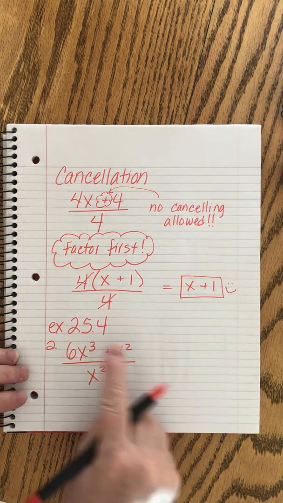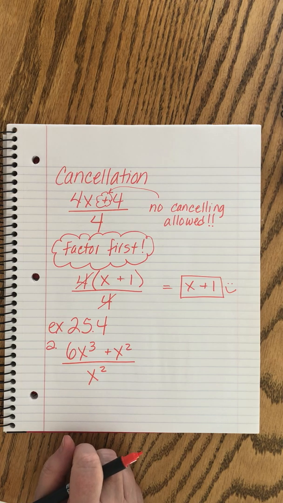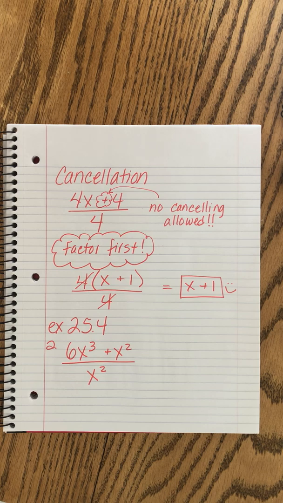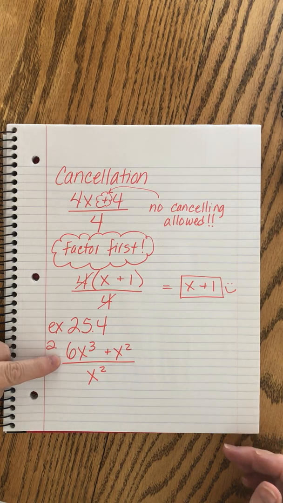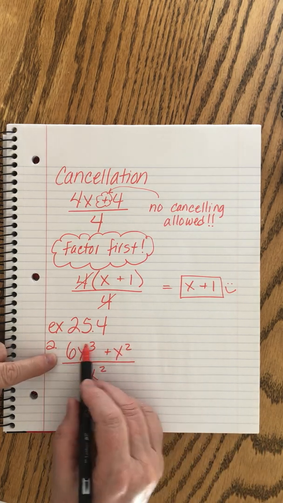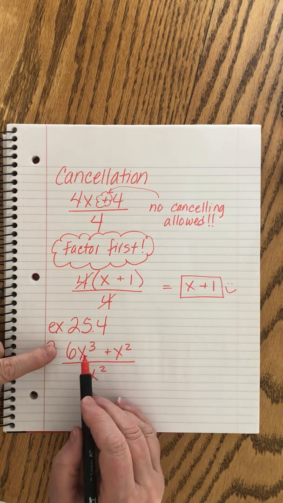Okay, we see x's all across the board. Our eyes light up. We want to start crossing things off, but we can't. That plus sign throws a giant monkey wrench into the process. So we have to factor first. We only have to factor the top, by the way. The bottom's just a single term, so it's the top.